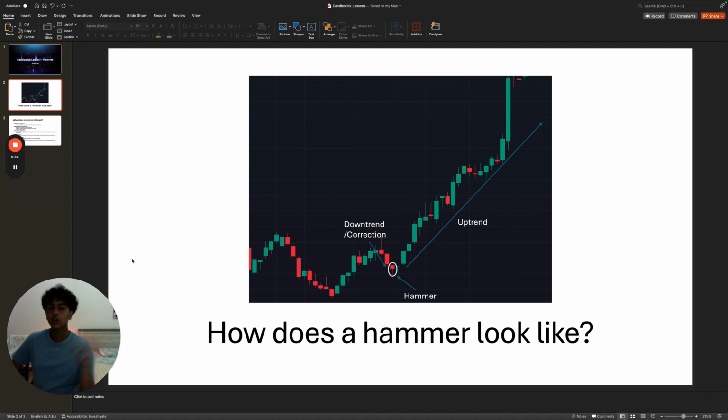A lot of people confuse the hammer and the hanging man. I will cover that next, so it'll be clear what the difference is. Now, a hammer is always found at a correction or the bottom of a downtrend. A hanging man is a similar structure candlestick found at the top, which has slightly different qualities.